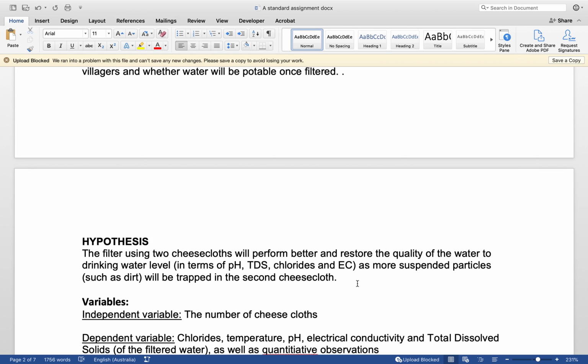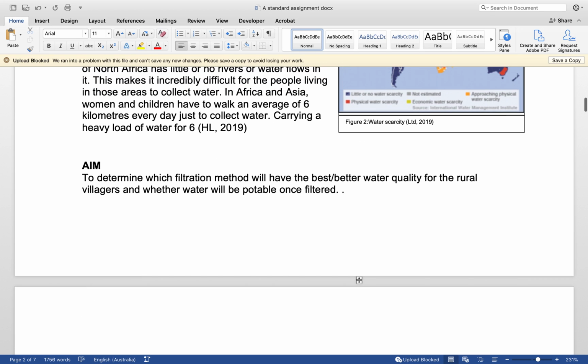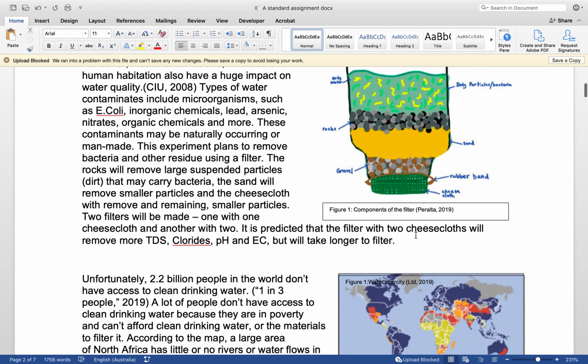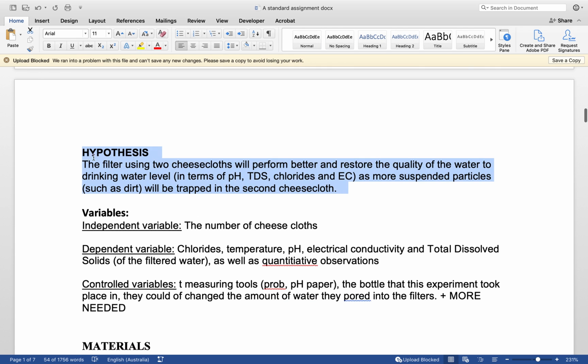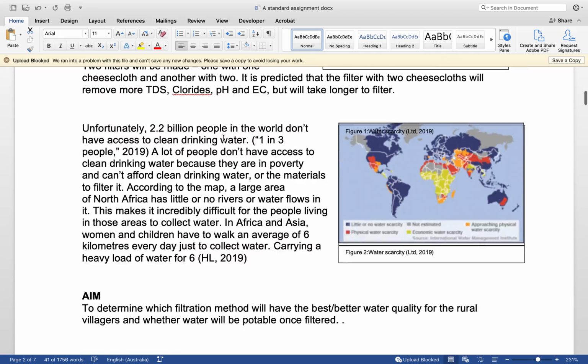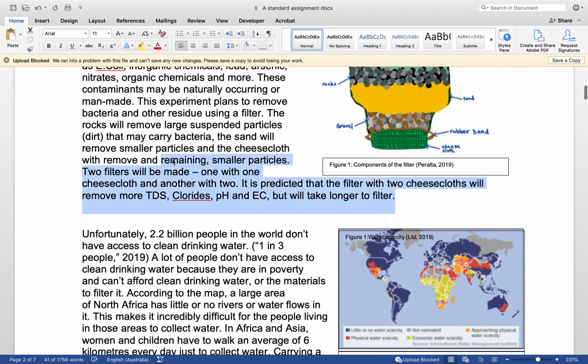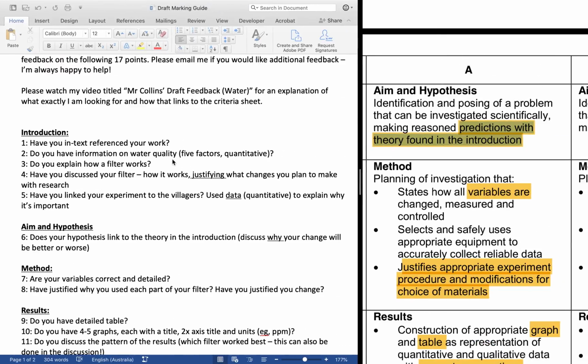They made 2 filters, one with 1 cheesecloth, one with 2, and they think the one with 2 will perform better because more particles are going to be trapped. They've also talked about that in their introduction, so it's not just random information here. I should already know what their hypothesis is because they've already basically said it in their introduction. So that's point 6.